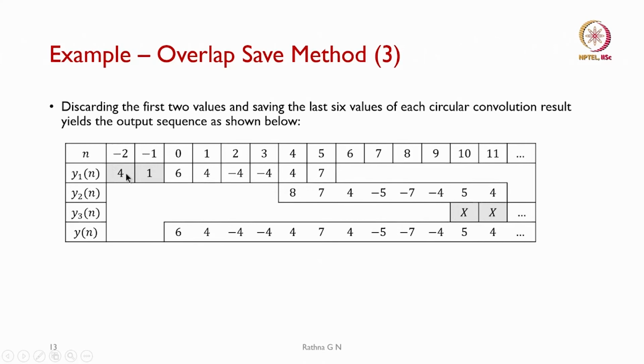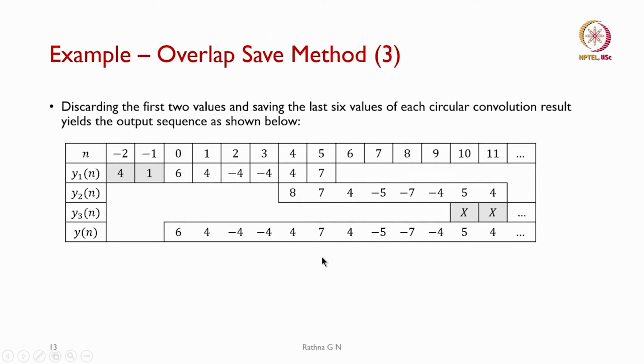So, you are putting under y1 y2. We are going to discard these 2 values after doing the inverse FFT, and then what results is 6 4 minus 4, and then you are going to discard these 2 values from y2 of n, and put 4 7 from here, and then continue with whatever data you get from y2 of n after discarding these 2 samples. So, you are seeing both the overlap save and the overlap add method work the same as our regular linear convolution. So, we are getting the same results.